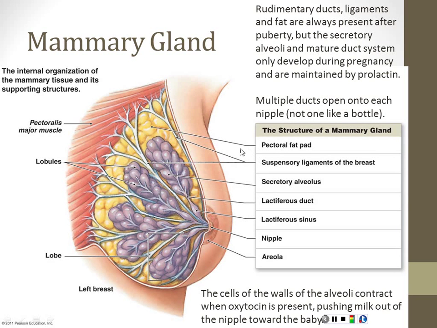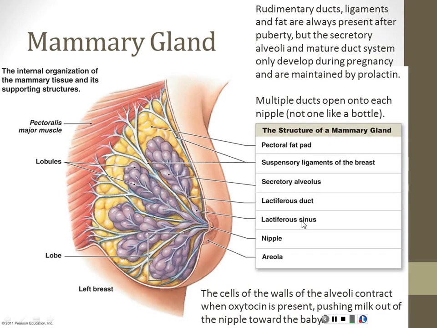So one of the things you have to oftentimes help patients with is describing the difference between how the bottle works and how the breast works. And if you've breastfed or seen breastfeeding, sometimes the breast is so good at pushing milk out towards the baby that the baby's like drowning. There's milk coming out everywhere. So it's a very effective system.